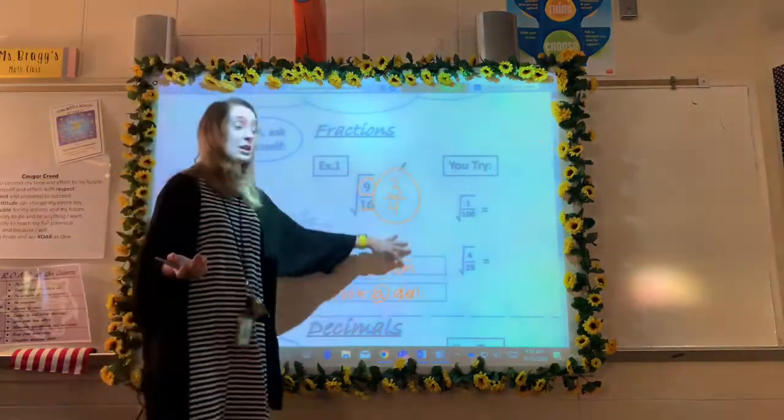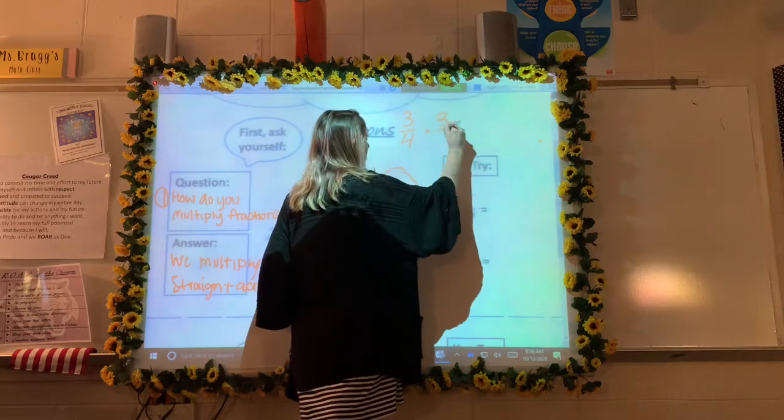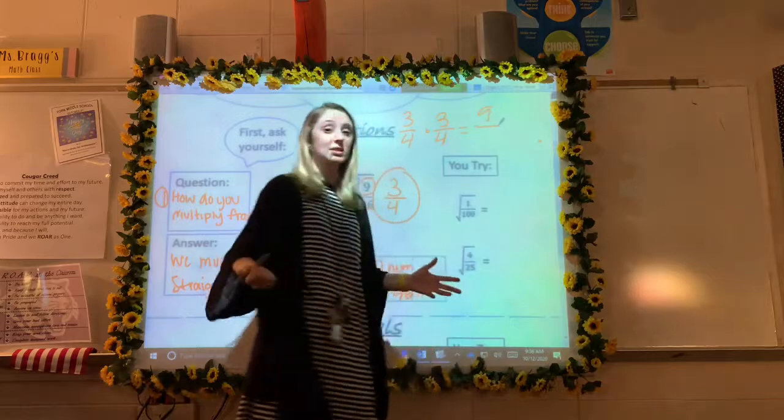To test it to make sure we're right, we could go up to the top and do 3/4 times 3/4. 3 times 3 gives us 9. 4 times 4 gives us 16.